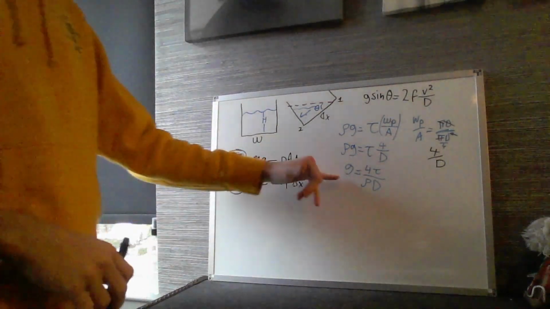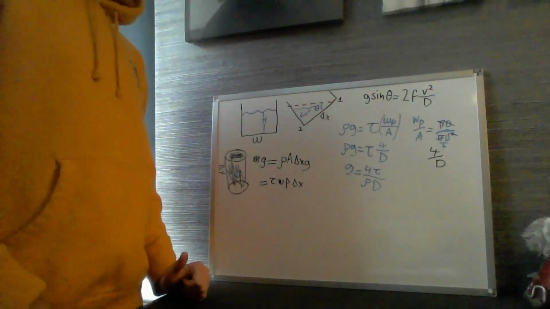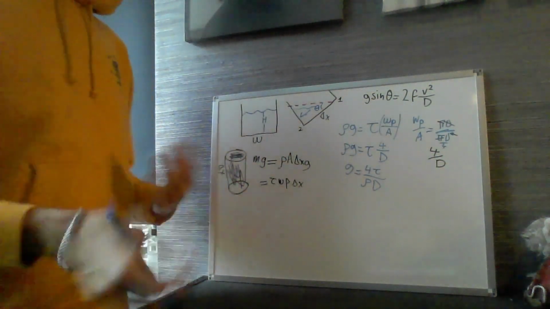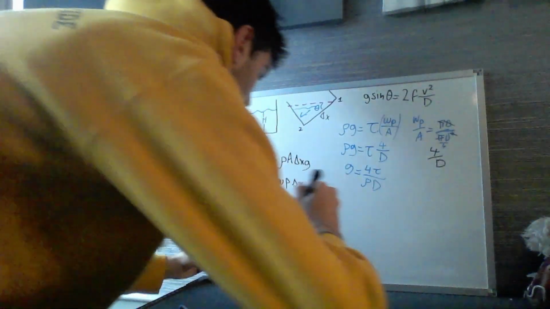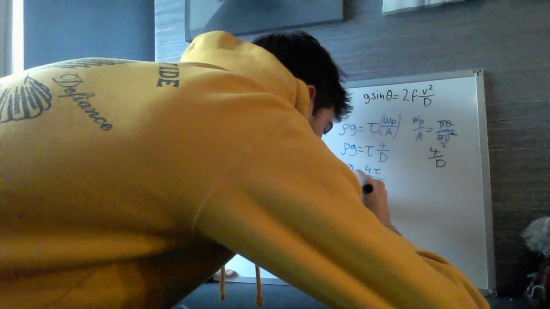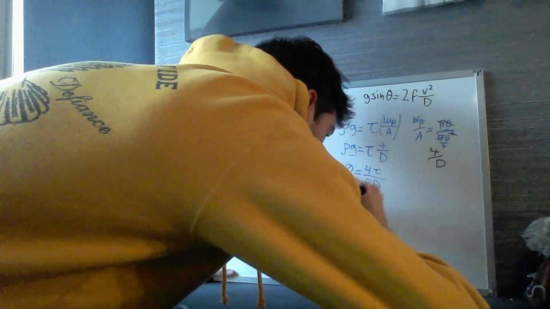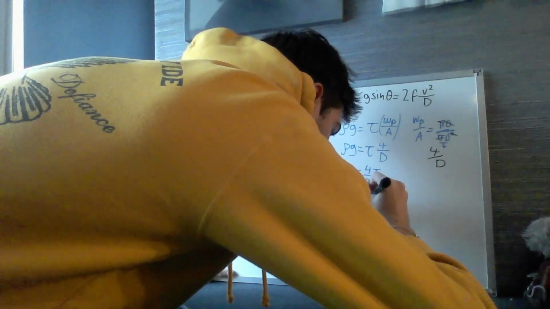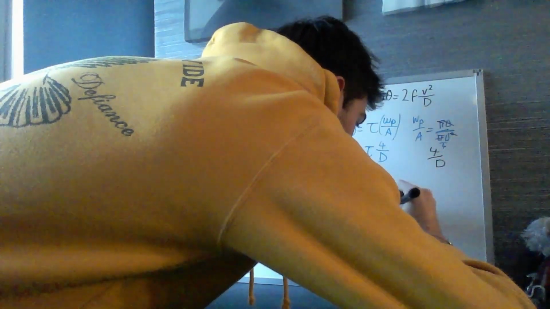So now what I'm going to do with this, like I said, I'm going to plug this back into our leftover Bernoulli's equation and start machining it out. So if we go ahead and do that, I'm going to end up with 4 tau divided by rho d sine of theta is equal to 2f v squared over d.